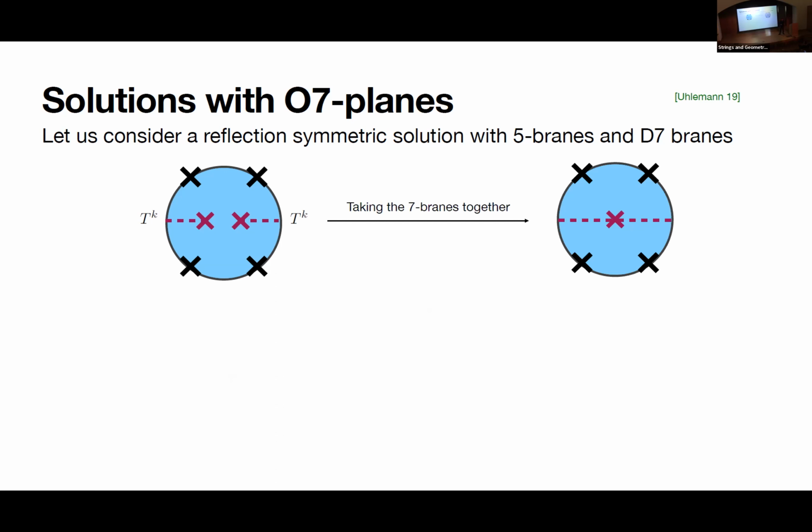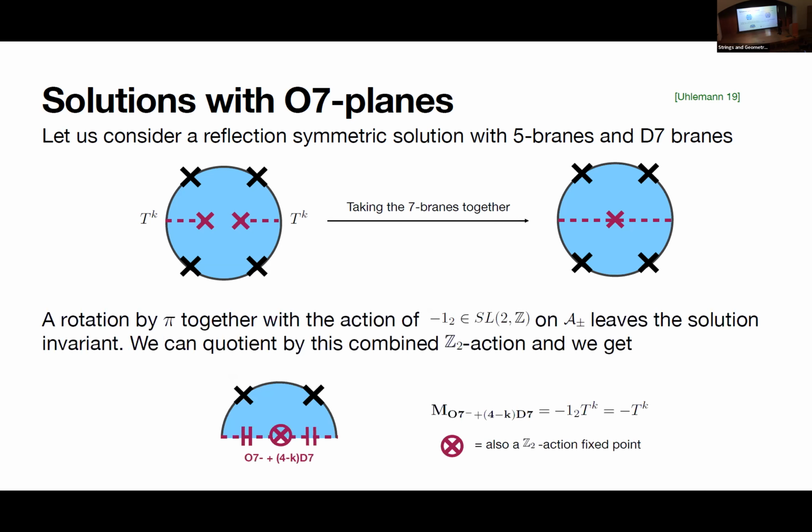So you can consider a solution which has a reflection symmetry. Let's just focus on the disk, which is the important object that specifies the solution. You can take this disk, and this is symmetric under reflection, up and down, which is a pi rotation of the disk. And now you can take the 7-brane together in this way.